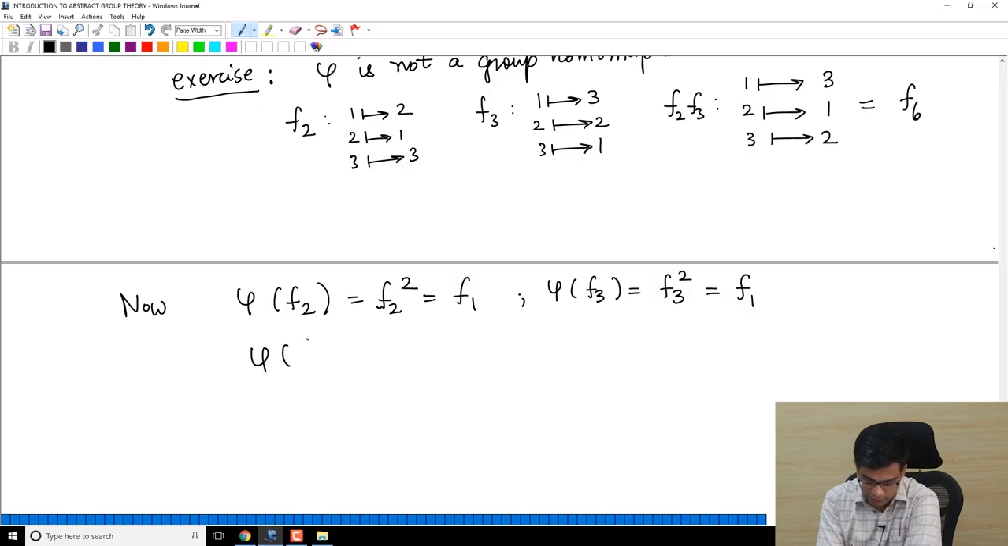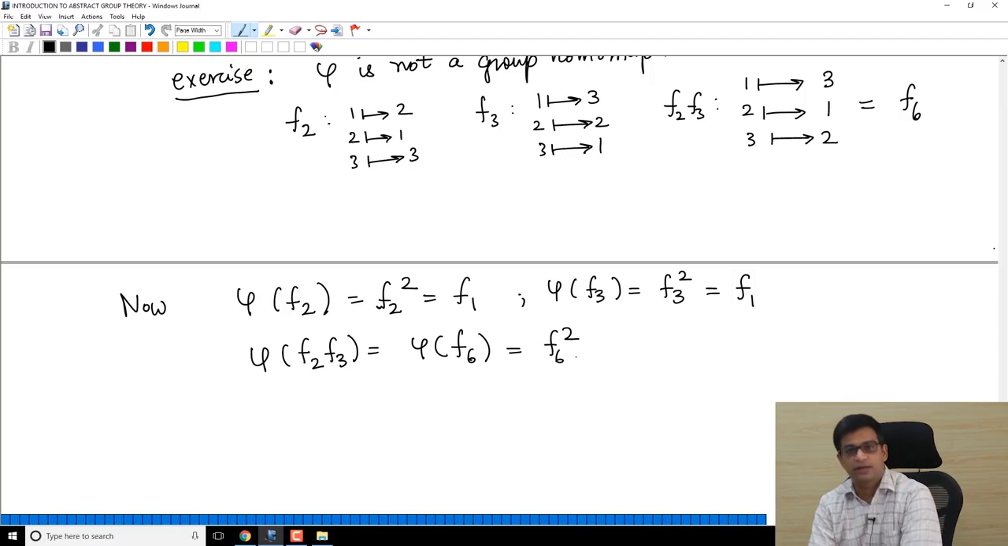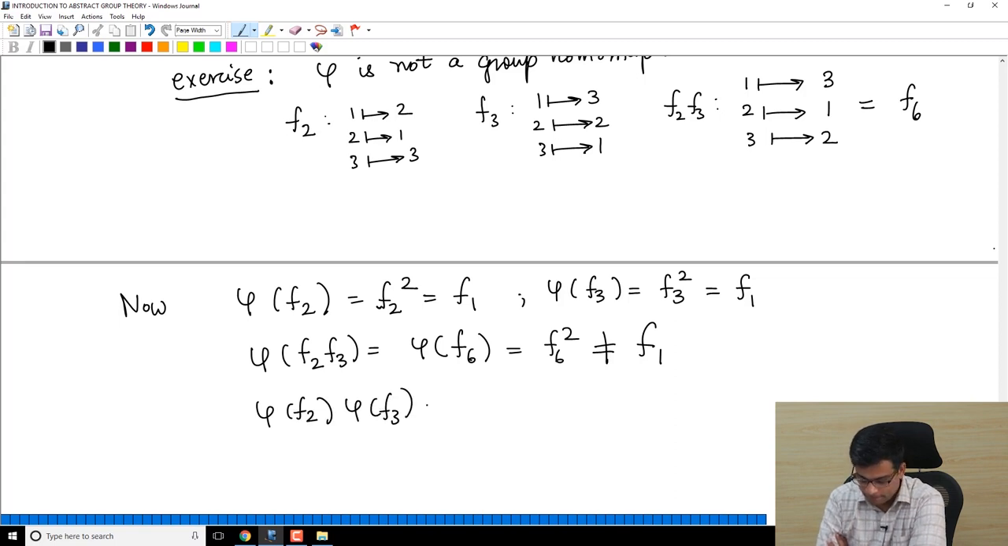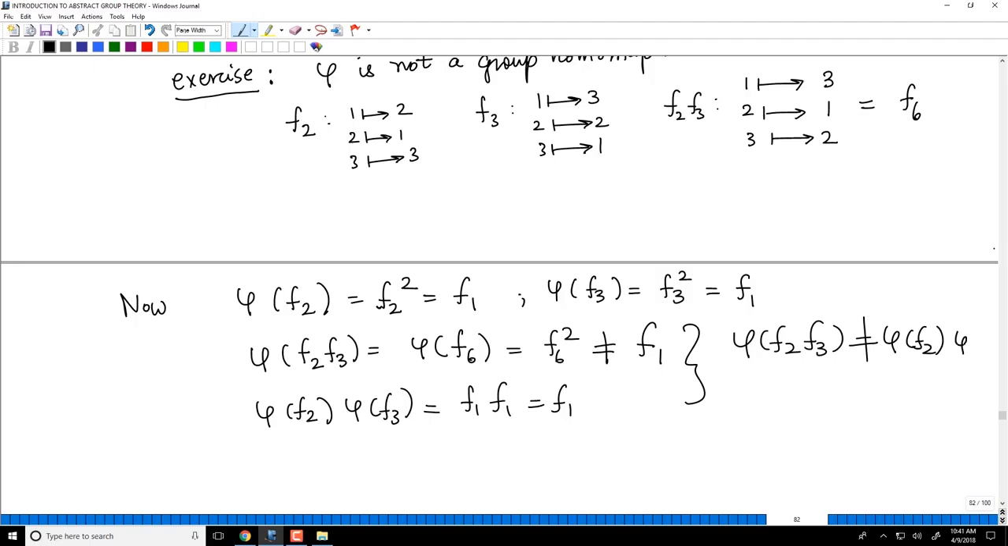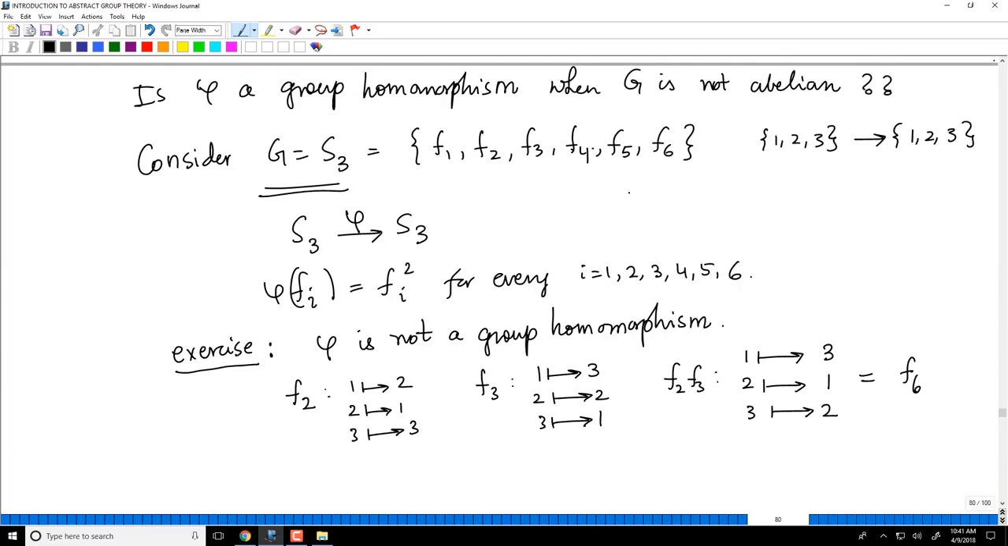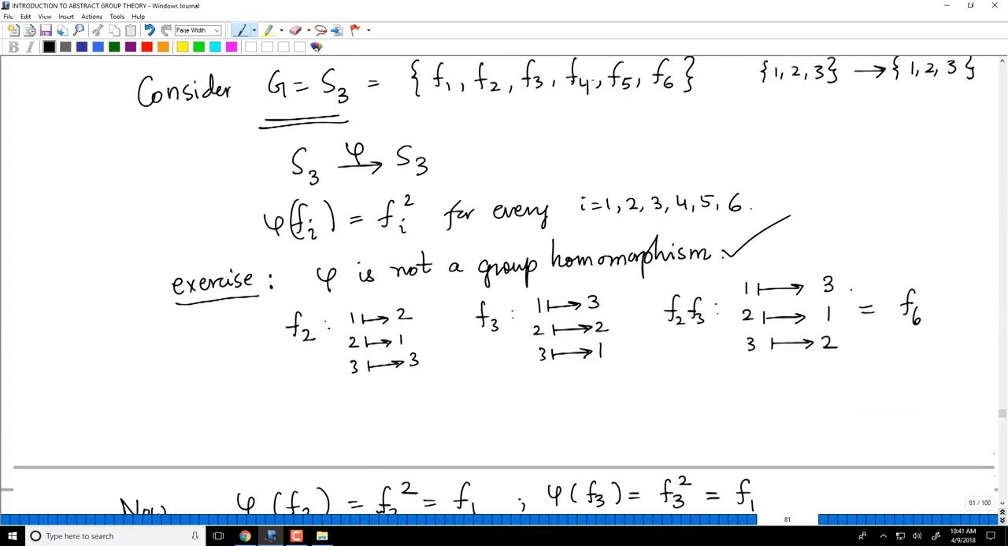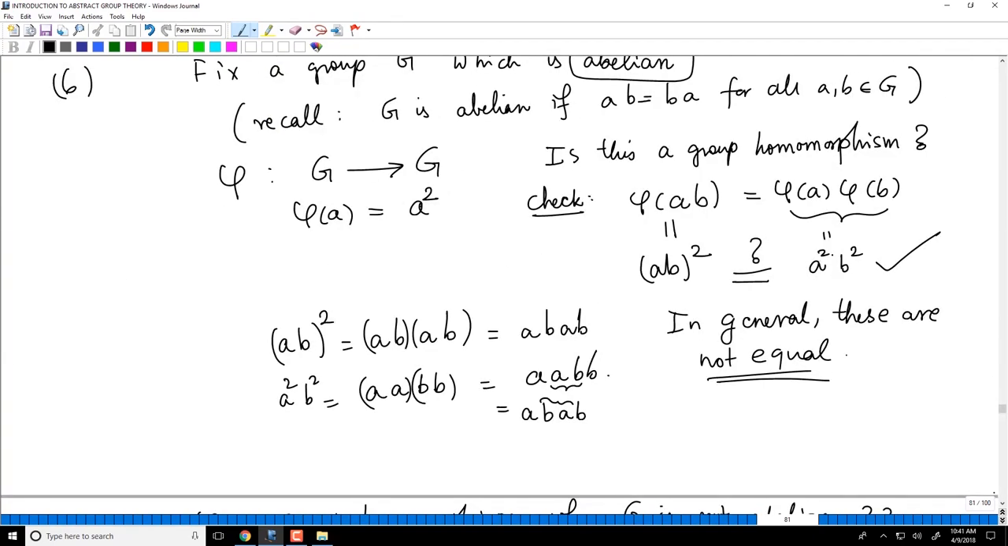In other words, phi of f2 f3 is phi of f6, which is f6 squared, and f6 is an order 3 element of S3, so this is not f1. On the other hand, phi of f2 times phi of f3 is f1 times f1, which is f1. So phi of f2 f3 is not equal to phi of f2 times phi of f3. So I have actually checked all the details here. You have a non-abelian group where the squaring map is not a group homomorphism. So this exercise is completely checked. However, if the group is abelian, it is a group homomorphism.